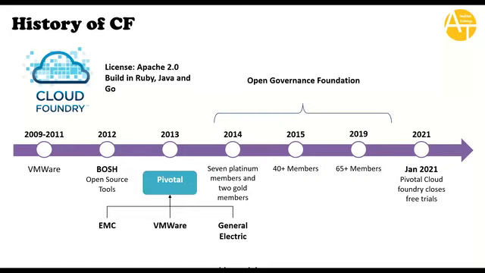Then in January 2021, this year, January, Pivotal stopped the free trial account for their Cloud Foundry. But SAP continues to do that. You can still register on Cloud Foundry with SAP Cloud Platform and utilize, build and learn Cloud Foundry to build native cloud applications. So that's a brief history of how it started as a company.